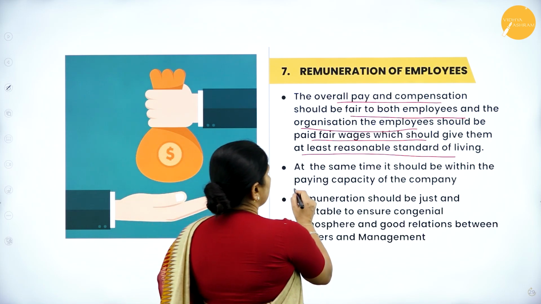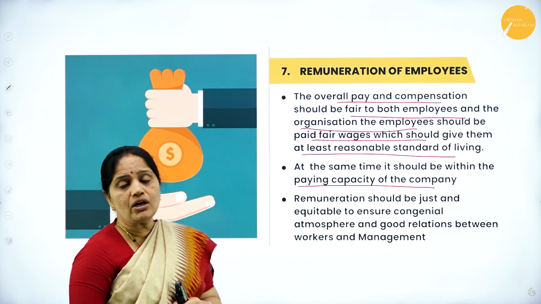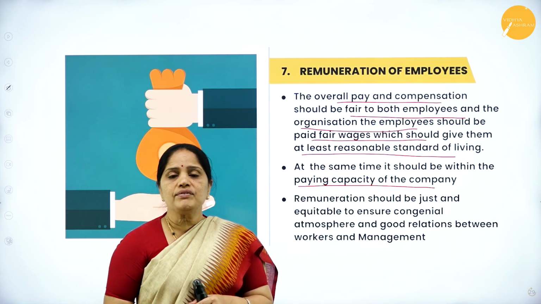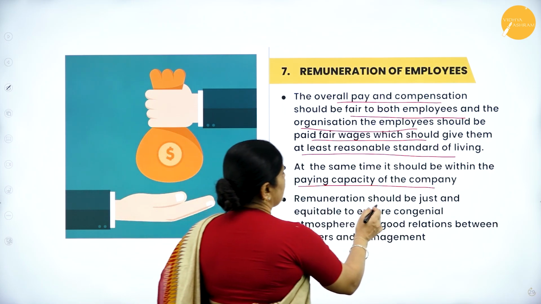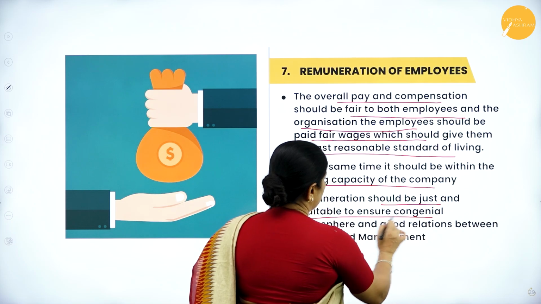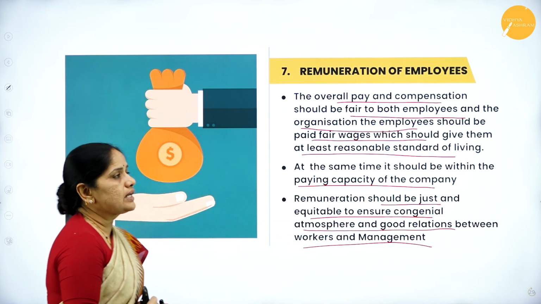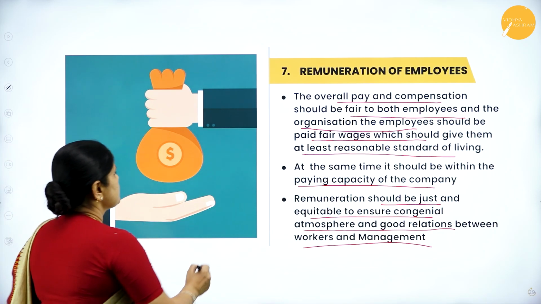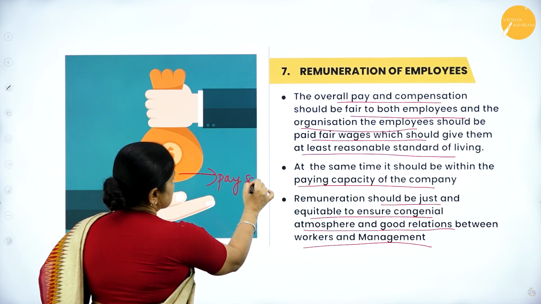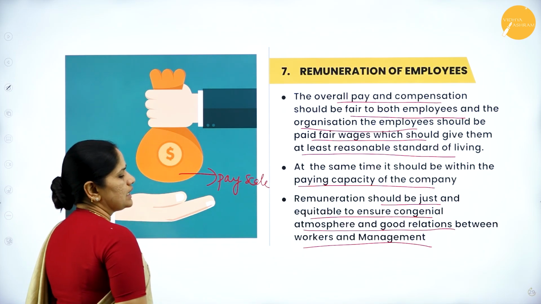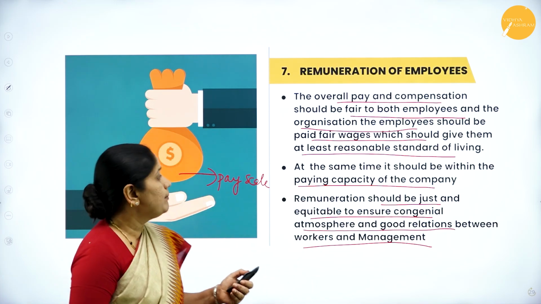At the same time, it should be within the paying capacity of the company. So, depending on the paying capacity of the company, we have to decide the remuneration for the employees, and the remuneration should be just and equitable, to ensure a congenial atmosphere and good relations between workers and management. Whatever pay scale you are giving should be just and equitable, in such a way that there is a good relation between the workers and the management.